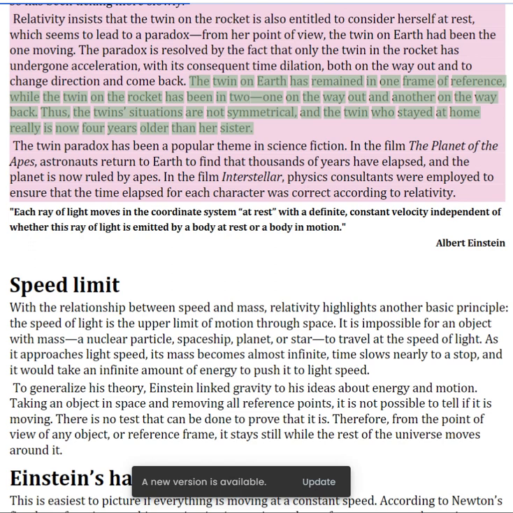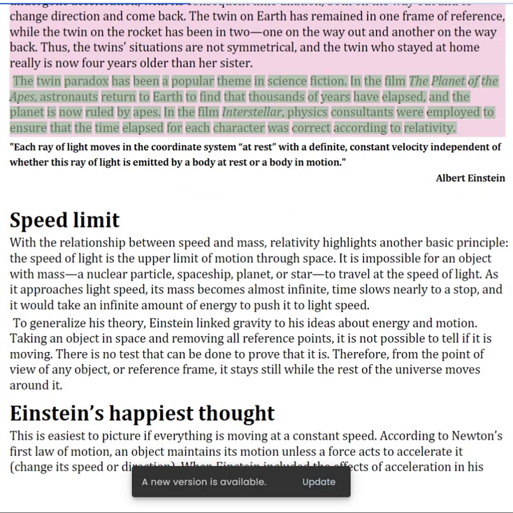The twin on Earth has remained in one frame of reference, while the twin on the rocket has been in two, one on the way out and another on the way back. Thus, the twin situations are not symmetrical, and the twin who stayed at home really is now 4 years older than her sister. The twin paradox has been a popular theme in science fiction.